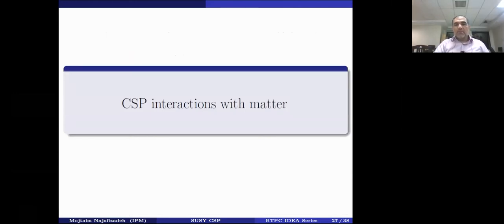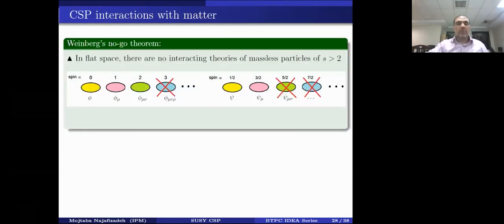Okay, CSP interactions with matter. We know that there are some no-go theorems like Weinberg's no-go theorem and so on, which state that in flat space there are no interacting theories of massless particles with a spin greater than 2. So massless higher spin particles cannot be interacting in flat space.